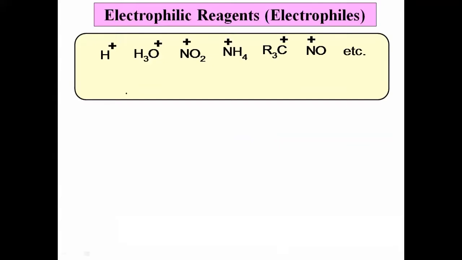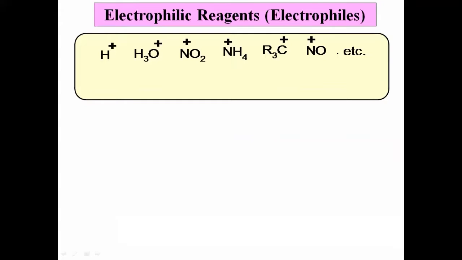Now let us see first type, electrophilic reagent, or it is also known as electrophile. Now, before going towards the definition, I will explain some examples of electrophilic reagent. Okay, these are the examples of electrophilic reagent. H plus ion, then H3O plus ion, then NO2 plus, NH4 plus, then here R3C plus, this is a carbocation actually, carbon having positive charge, then NO plus. These are the examples of electrophilic reagent.